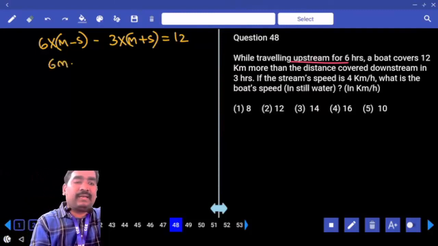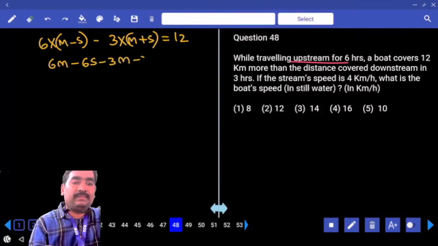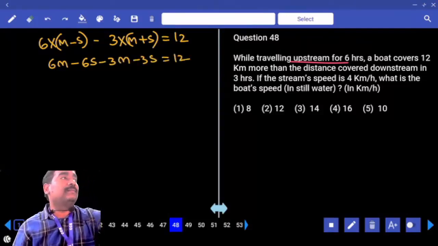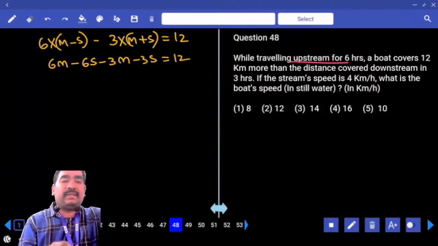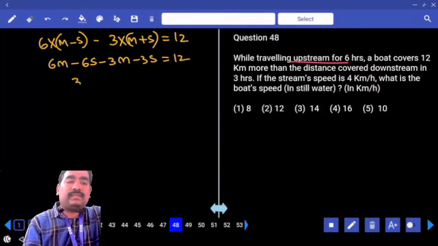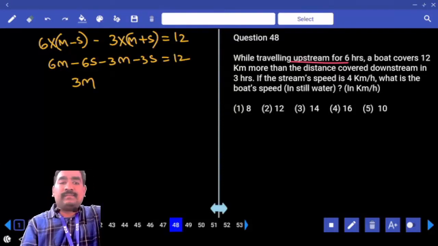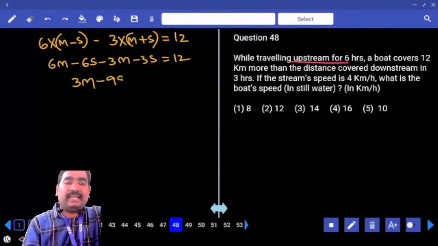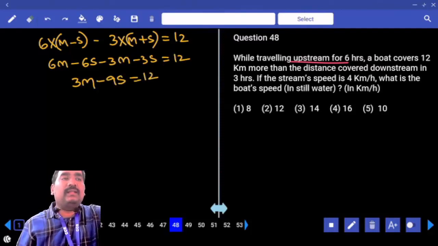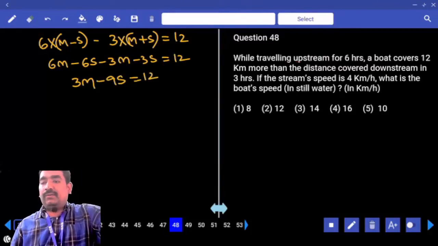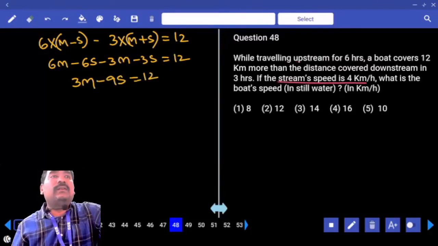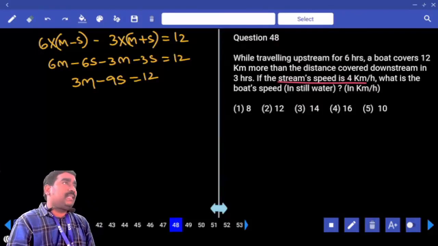6m minus 6s minus 3m minus 3s equals 12. What is 6m minus 3m? 3m. Minus 6s minus 3s? Minus 9s equals 12. Already we know the s value they gave. What is the s value? Speed of the stream means s, right?